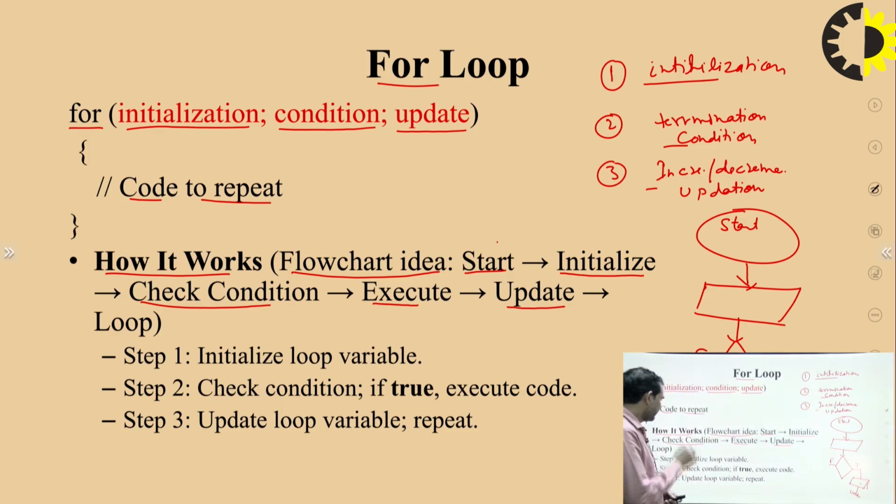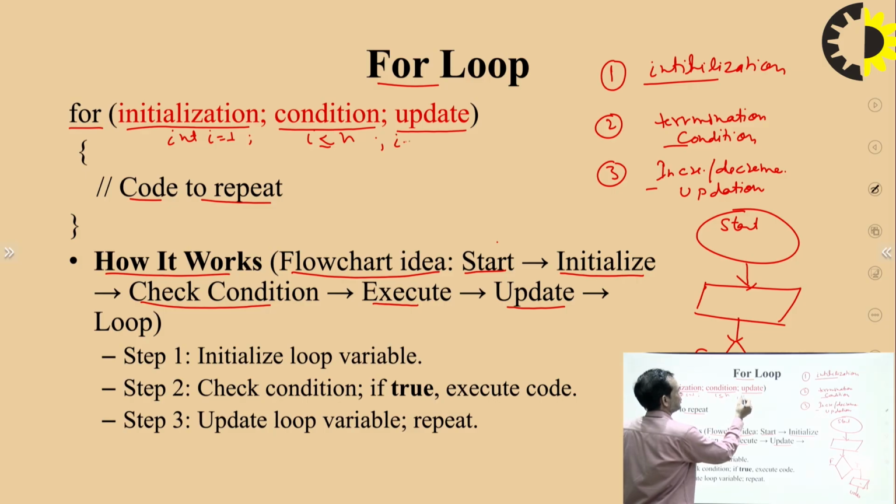So basically, firstly, we initialize, suppose we have to print some values. We first declare and initialize a variable, suppose int i = 1. Then we define the condition i <= n, and then we update the value, or decrease the value. How will it work?